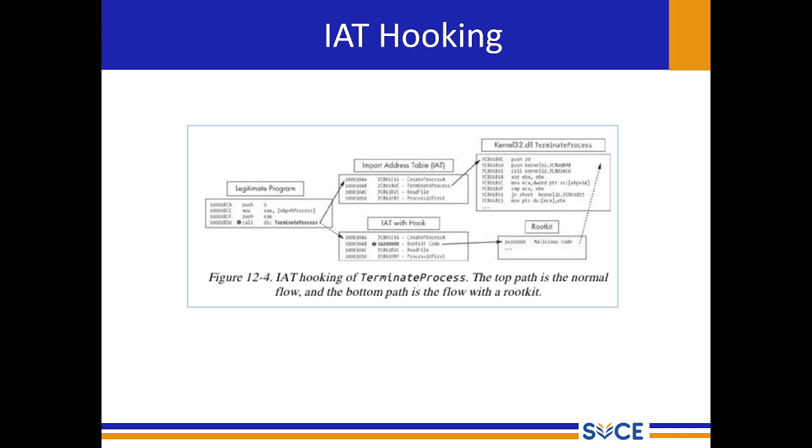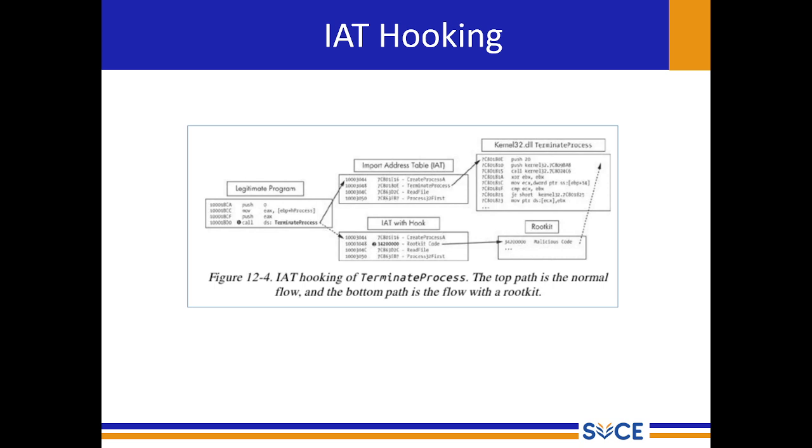IAT hooking is a classic user space rootkit method which hides files, processes, or network connections on the local system. This hooking method modifies the import address table, that is IAT, or the export address table, EAT. An example of IAT hooking is shown here in the figure.